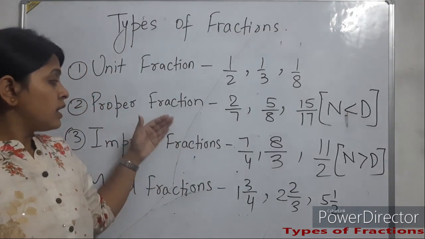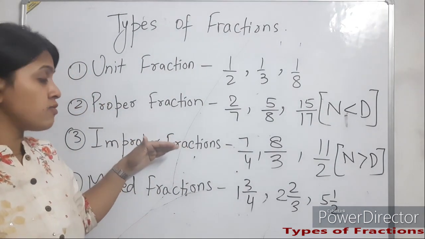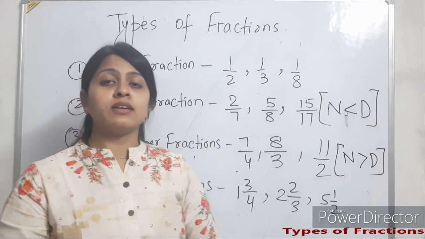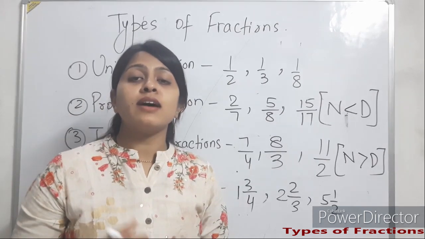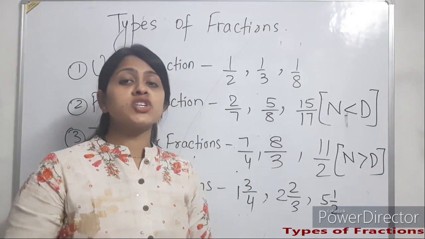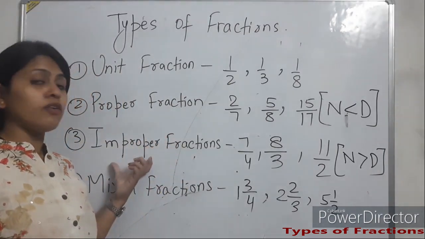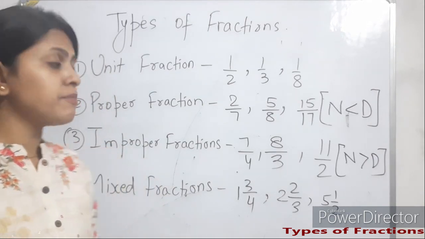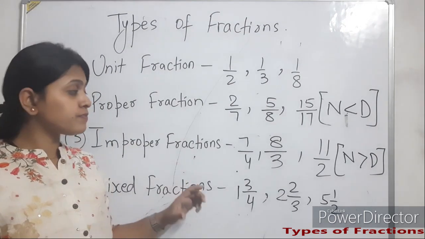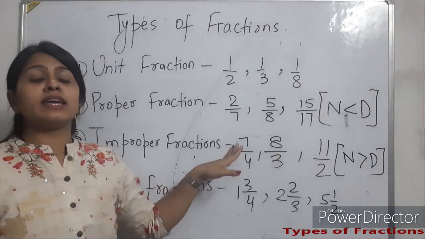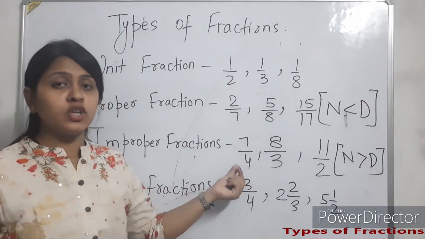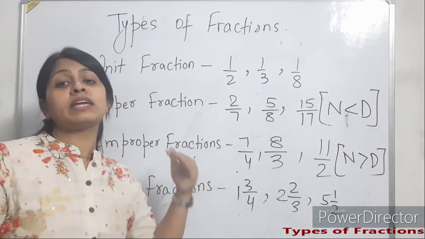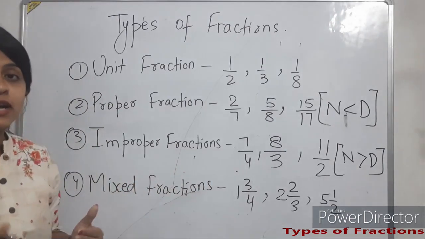But just vice versa, if the numerator is larger than the denominator, that fraction will come in the category of improper fraction. Why is it so? Because the numerator is larger than the denominator. It means we have to divide it again to make it proper. You're not getting my point.